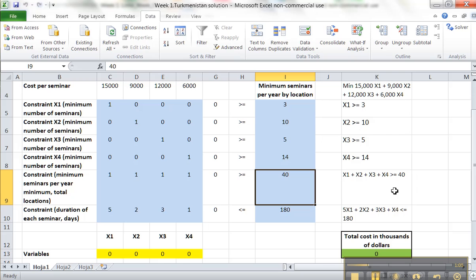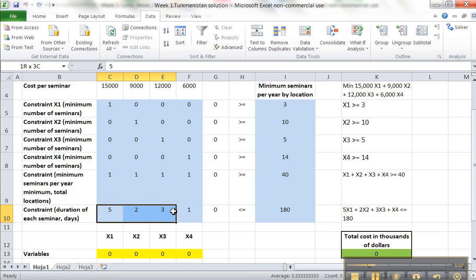But you have another restriction here, which is the total number of days that you have available, that is 180 days. So if each seminar requires 5 days, 2 days, 3 days, 1 day, the total number of seminars multiplied by the number of days that each seminar requires cannot exceed 180. This is what you have here. This number has to be lower than, so cannot exceed, 180.